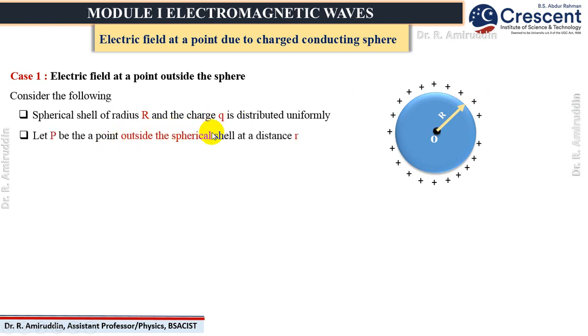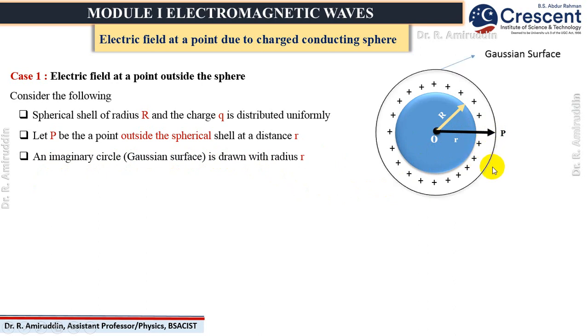As per our aim in this problem, we need to find out the electric field outside the sphere. For that, we will consider a point P outside the sphere, placed at a distance r. The third thing is, let us consider an imaginary circle called the Gaussian surface, which is drawn with radius r. So connecting the point P, that is outside the sphere, we'll draw a circle that is the Gaussian surface. And we need to find out the electric field at a point outside the sphere. So what will be the electric field at a point outside the sphere?